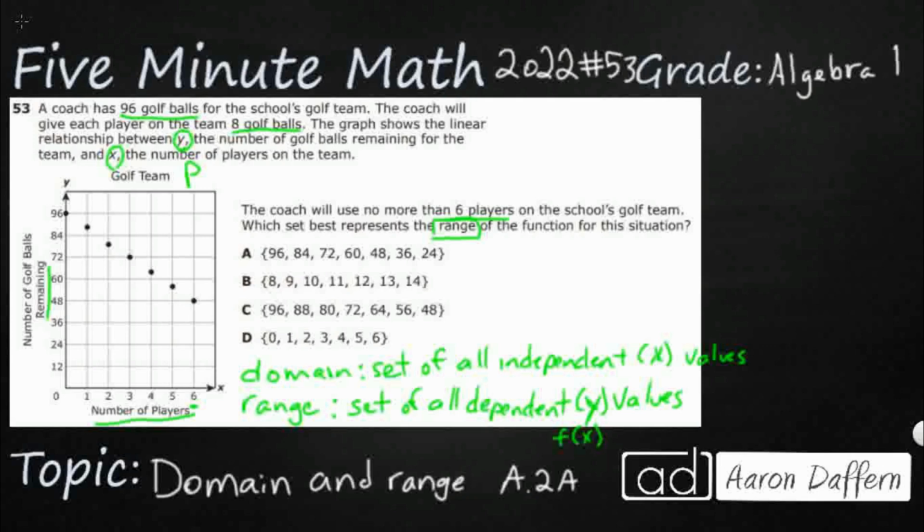Sometimes in this problem, it could have been g, for golf balls. There's all kinds of different ways they can rename them. So this is what we're looking for, the range. Basically, we're looking for our y values. So let's take a look at our y-axis here. It looks like it starts at 48. And you've got some intermediate values, 72 and 96. Those are the only 3 that we're sure of.